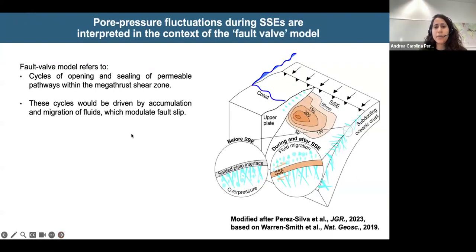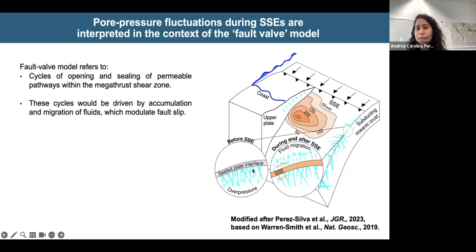So these pore pressure fluctuations during SSEs are often interpreted in the context of this fault valve model. So this model refers to cycles of opening and sealing of permeable pathways within the megathrust shear zone. So this can be explained by this diagram, which is motivated by the observations along the shallow Hikurangi margin. So we have a subducting oceanic slab where before SSEs, we find a sealed plate interface, a very low permeability barrier. This barrier traps the fluids within the subducting slab.